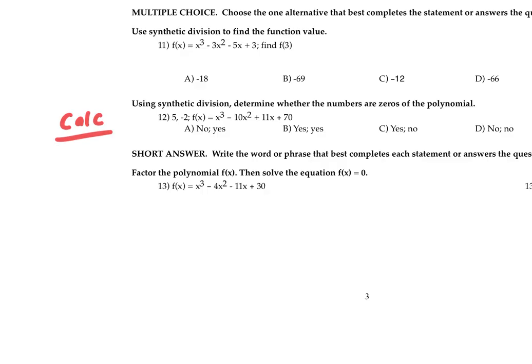Is it a 0? In order to be a 0, the y value has to be 0. And you're going to check 5 and you're going to check -2. So you could plug each one of those in individually, but I think that takes more time. I think it's easier just to type in the equation into y equals, and then go to your table and look at your y values that are associated with that.